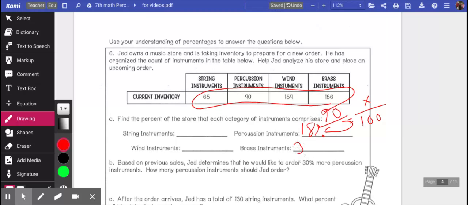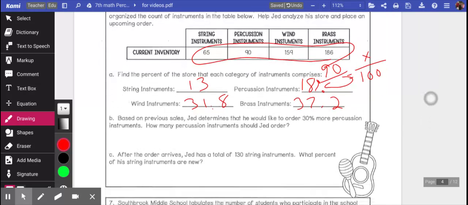Brass is going to be 37.2, or you can just do it to 37. This is going to be 31.8, and this is going to be 13. Again, the total of all those added up would be on the bottom.